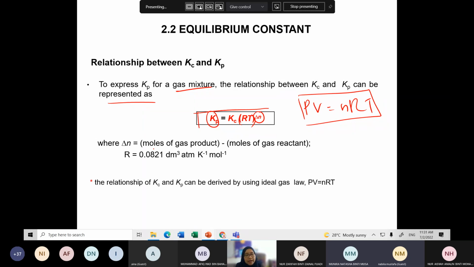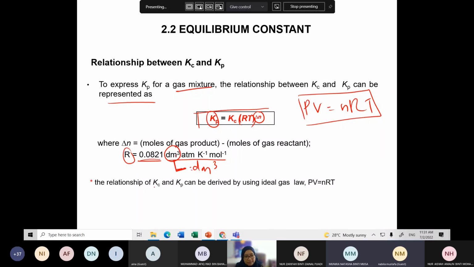Right, so delta N, what is delta N? Moles of gas product minus the moles of gas reactant. The R used will be 0.0821. This is the unit, dm3 or liter. Usually we use liter. Take note that liter is also equal to dm cube. Liter atm K negative 1 mole negative 1, so don't get confused. In topic 1 we used 8.314 because it involved energy, but this one does not involve energy. That's why we use this value of the constant.